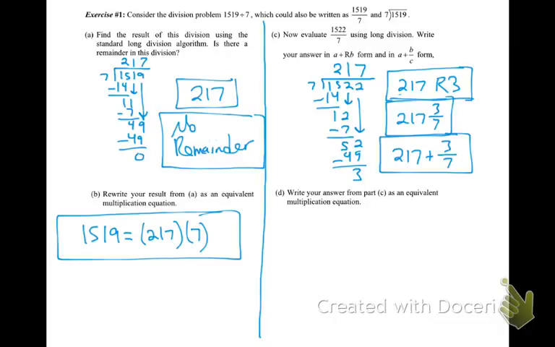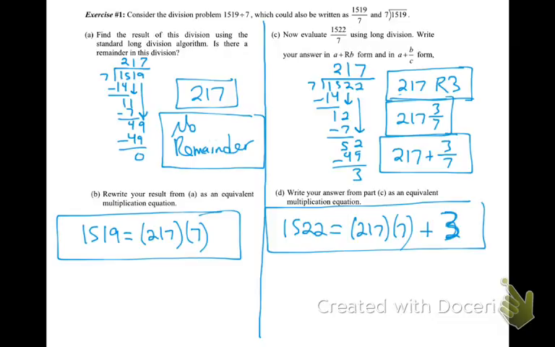Now for part D, let's write the answer to that in a multiplication equation. So that means that I can rewrite that 1,522 as 217 times 7. But remember, that did not make 1,522, that made the 1,519. So we have to add the remainder of 3. Okay? And that's how you write your answer using a multiplication equation. Pause the video now, write down anything you need to.